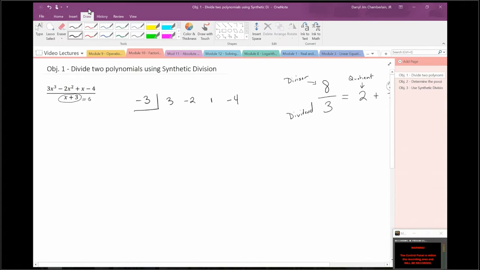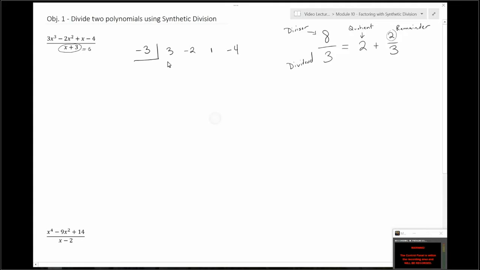So what we do, we always drop down this first term, and then we're going to multiply in a check. So negative 3 times 3 is negative 9, and we'll add down. So this becomes negative 11. We'll multiply in a check, add down. Multiply in a check, and add down.